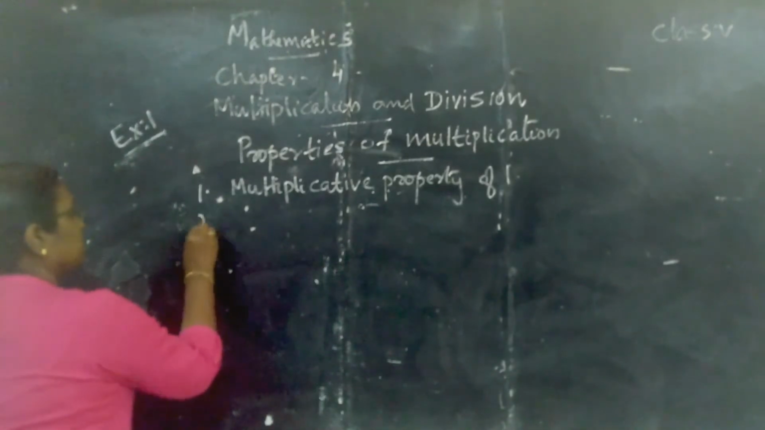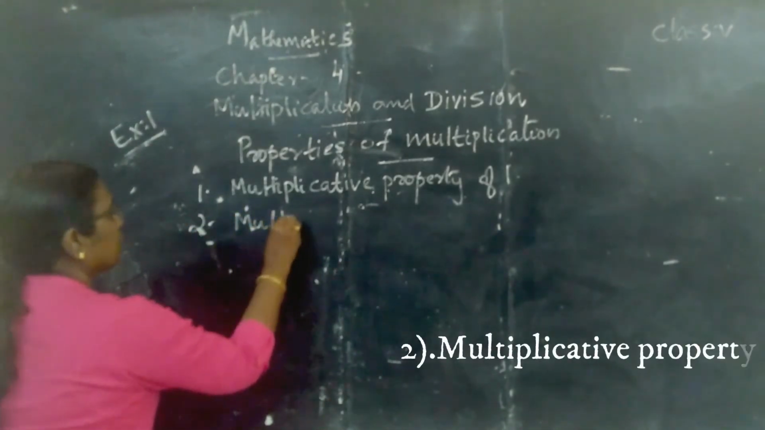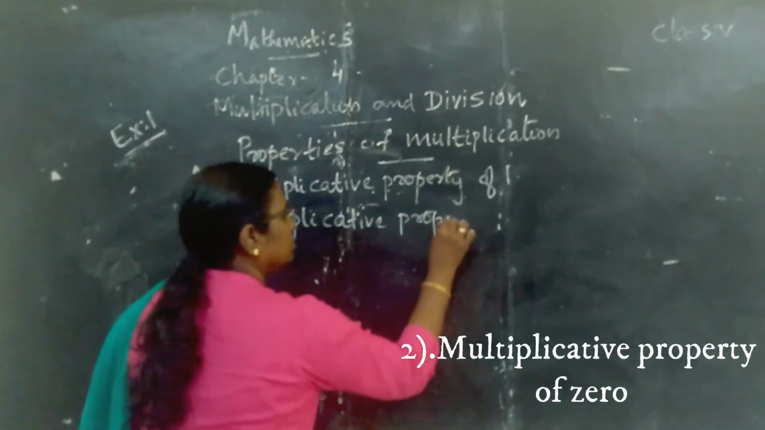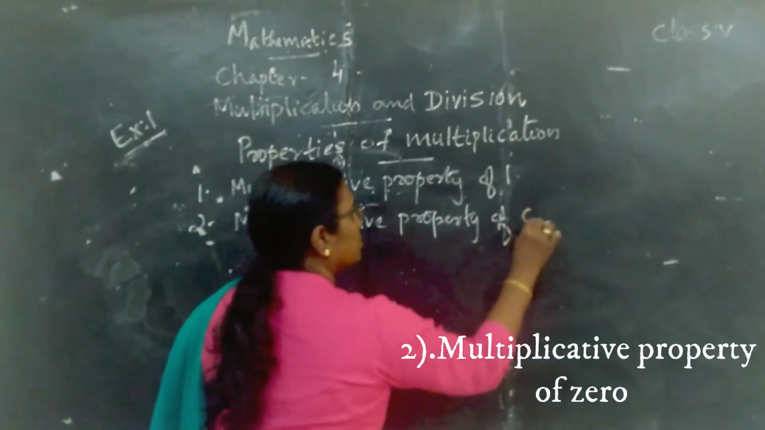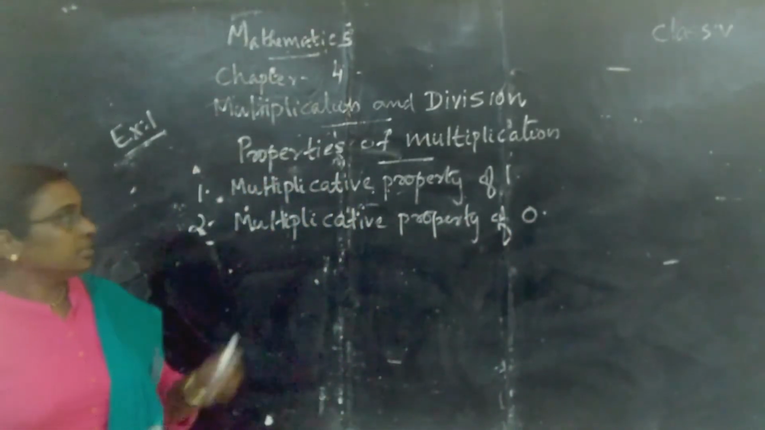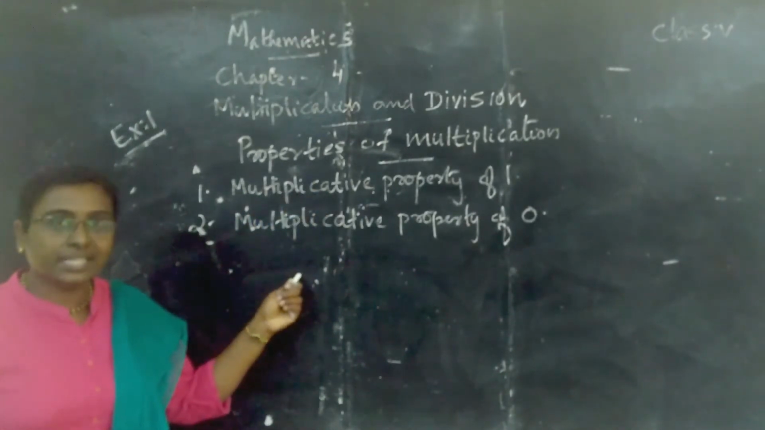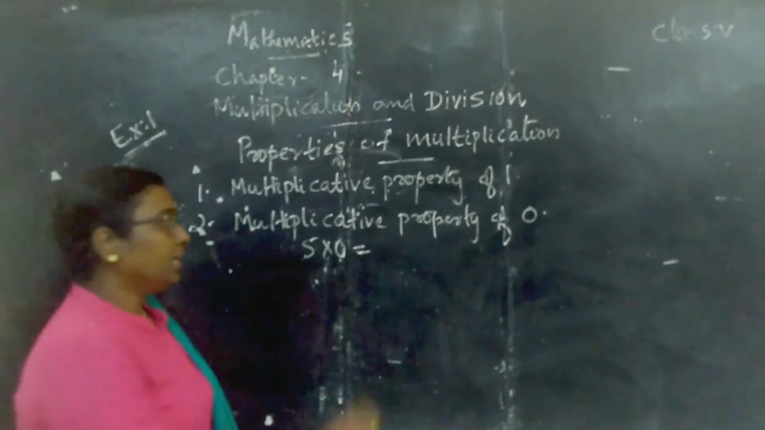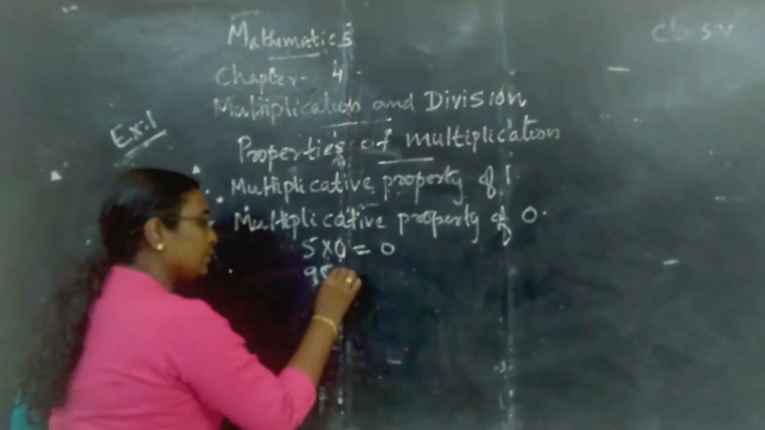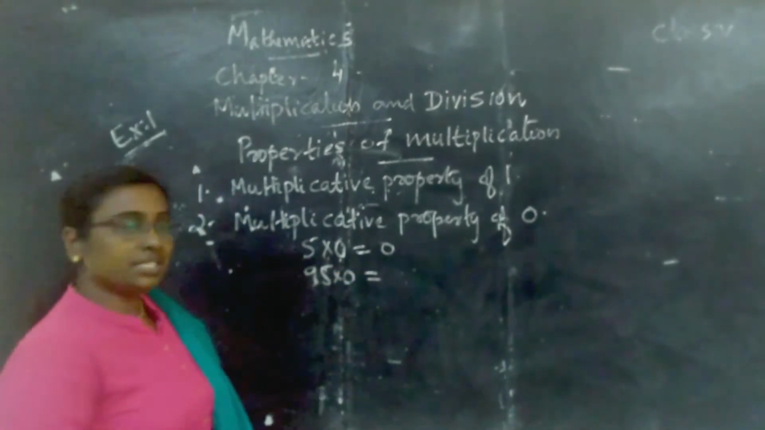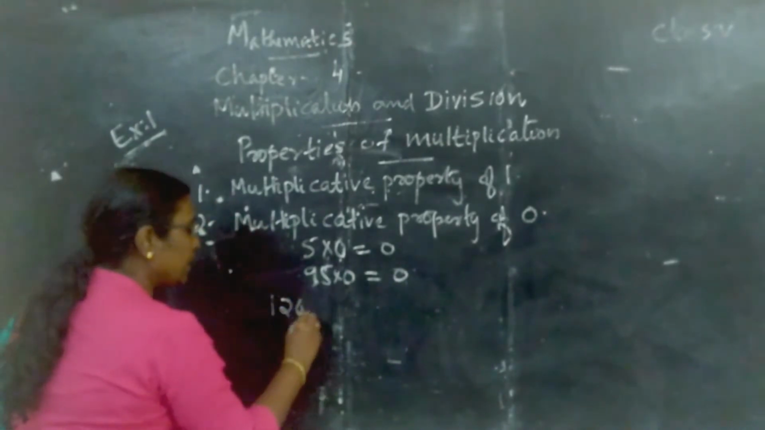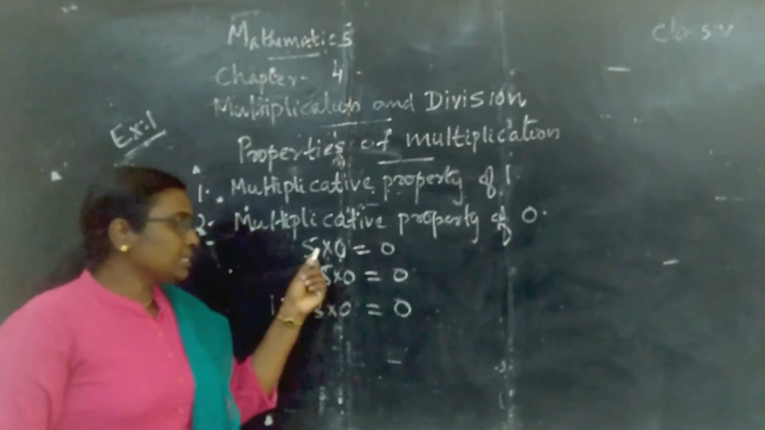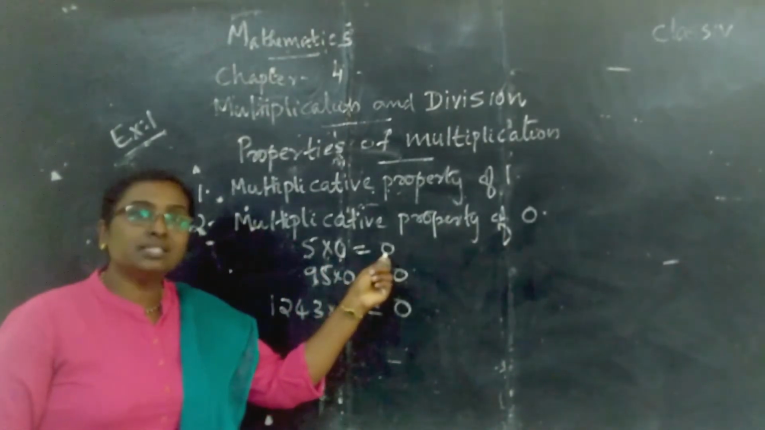The second property is multiplicative property of 0. Similarly in this case, we can say that, what is 5 into 0? 5 into 0 is 0. 95 into 0 is 0. 1243 into 0 is 0. That is, when a number is multiplied by 0, the product is 0.